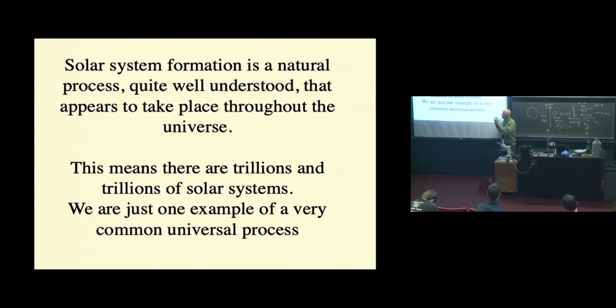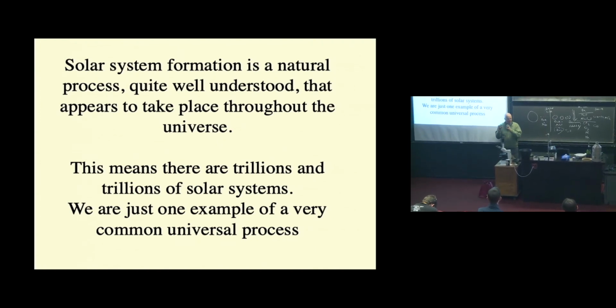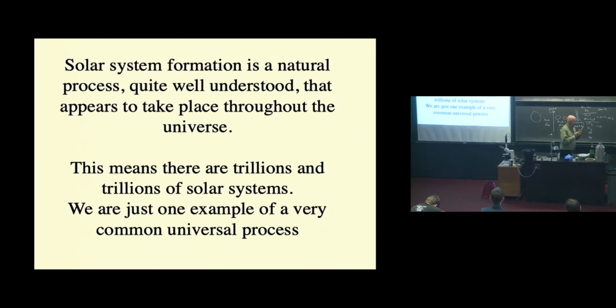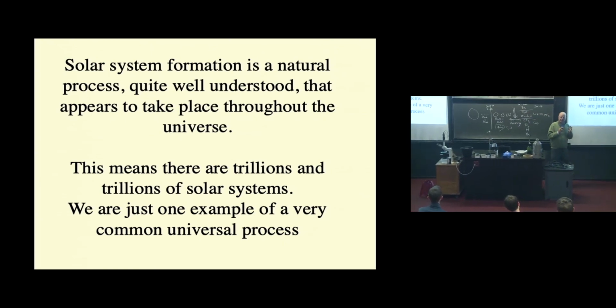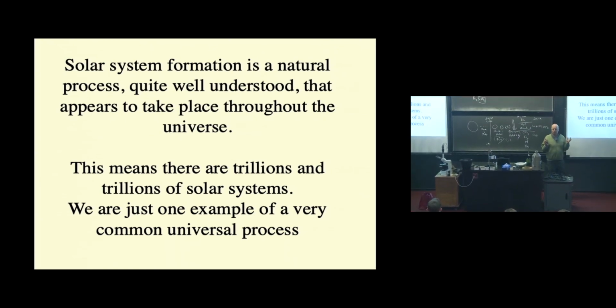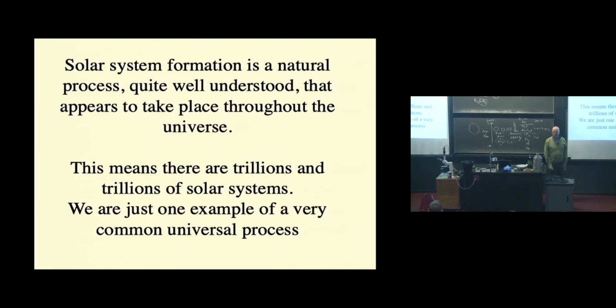So then the question is, once you form a solar system and you form a planet like Earth, what happens to it? And are the things that happen to Earth also likely to be things that happen everywhere in the universe or not? And we'll move on to that next time.